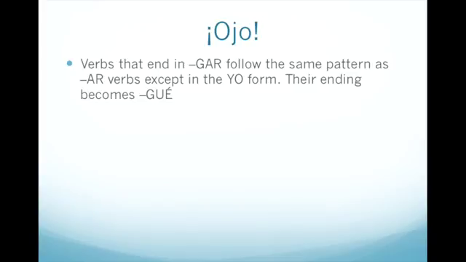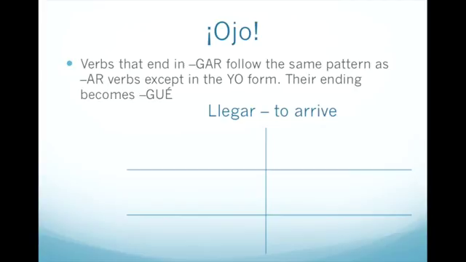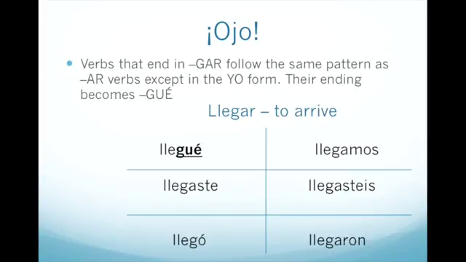We need to be careful of a couple of spelling changes, however. Verbs that end in gar, for example, llegar, jugar, follow the same pattern as AR verbs except in the yo form. Their ending becomes gué. So for example, if we looked at llegar and we conjugate it, in the yo form, you're going to see that in addition to adding our new ending, we're also going to insert the letter u in there. So it becomes llegué, llegaste, llegó, llegamos, llegastes, and llegaron.